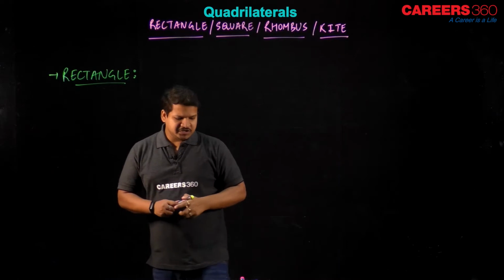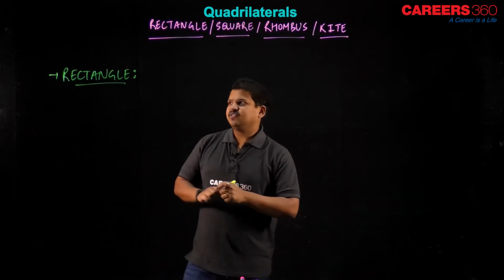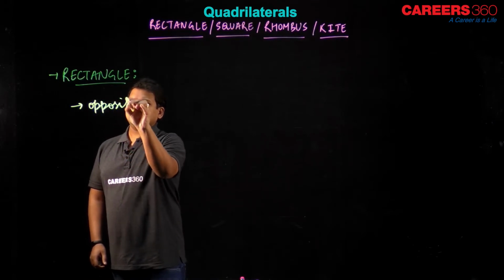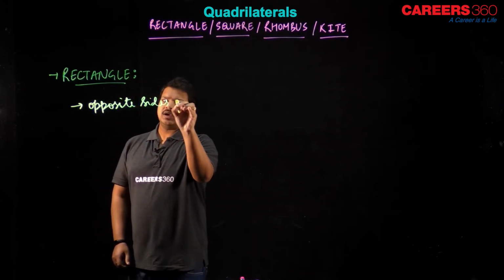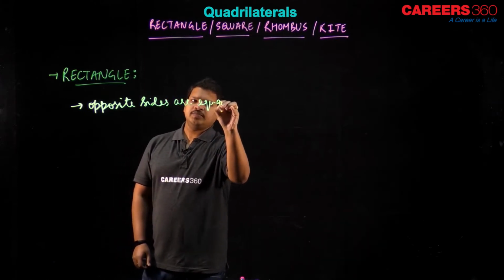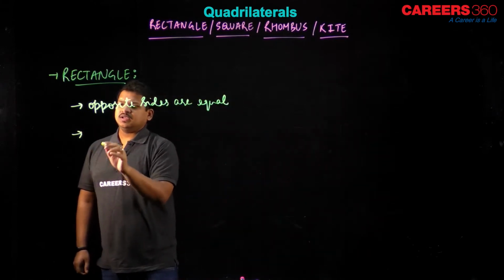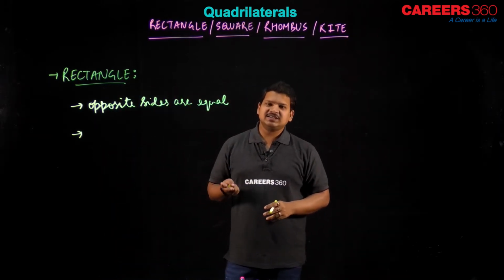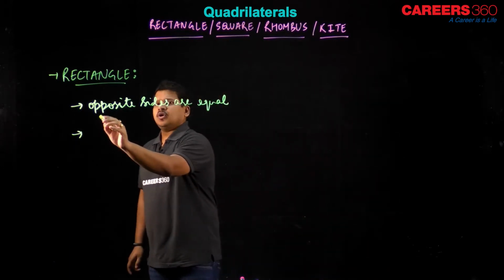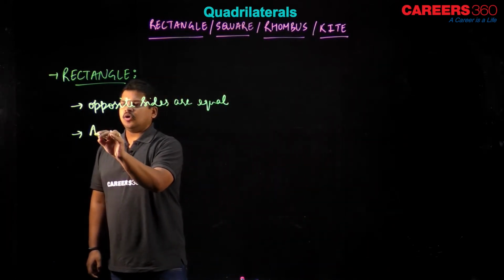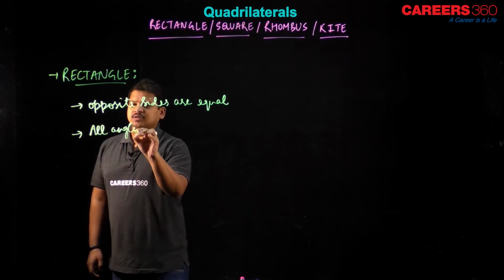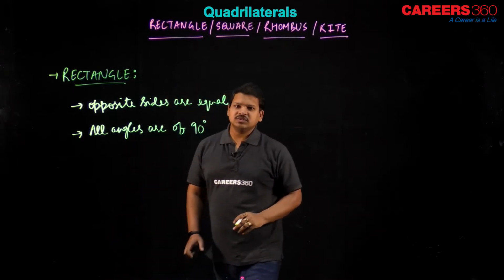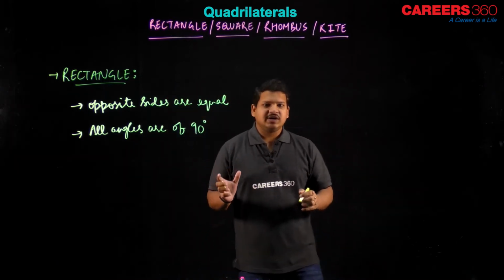Now, what is a rectangle? Let's understand. Firstly, opposite sides are equal, and see, we always talk in two dimensions, firstly in terms of sides and next in terms of angles. So opposite sides are equal and all angles are of 90°. So this is the basic definition of a rectangle.